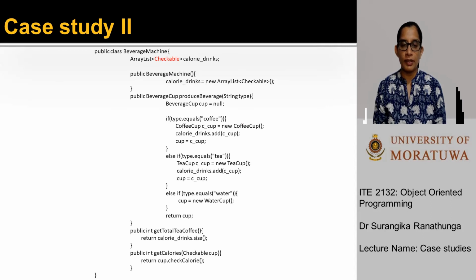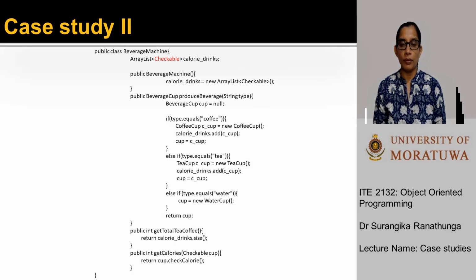Now, with this checkable interface, we can easily satisfy our requirement that the beverage machine must record the cups that contain calories. So rather than having multiple array lists, where one corresponds to the tea cups and the other corresponds to the coffee cups, and rather than having a beverage cup array list which can also include water that does not have any calories, we can have an array list of type checkable.